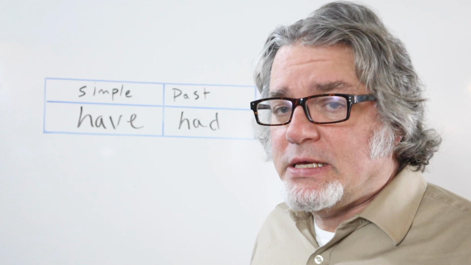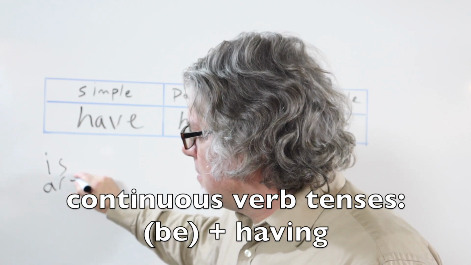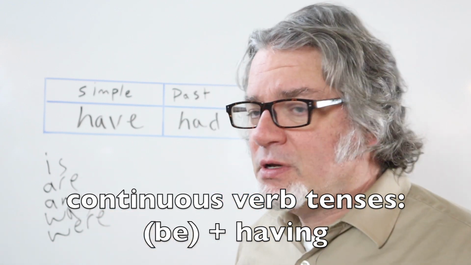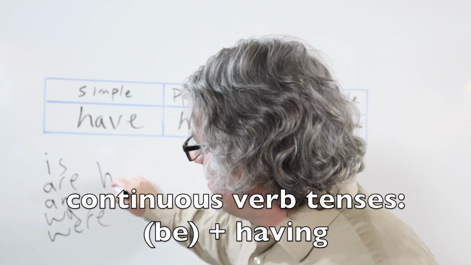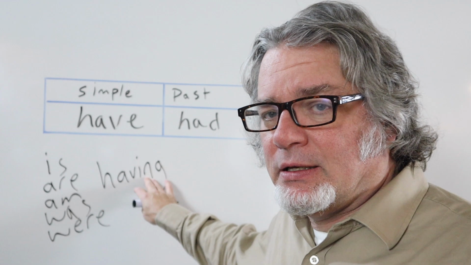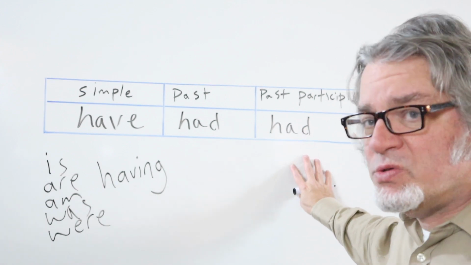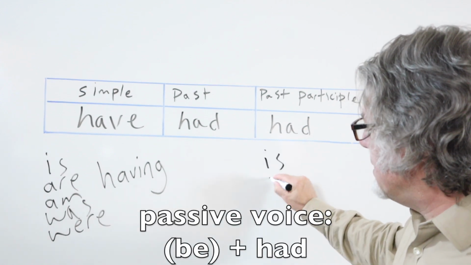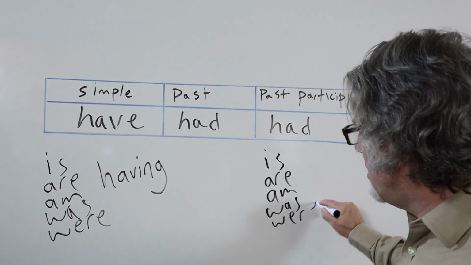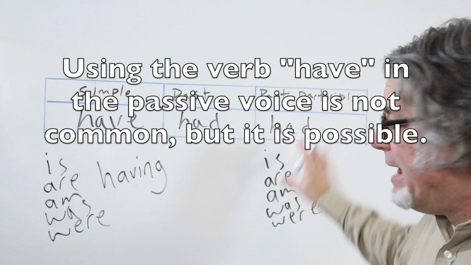You can use the verb be in forming continuous forms: is, are, am, was, were, and others. And then the main verb would have the ing ending. When forming the passive voice, you can use the verb be, is, are, am, was, were, and other verbs that are in the form of the verb be, and then had.